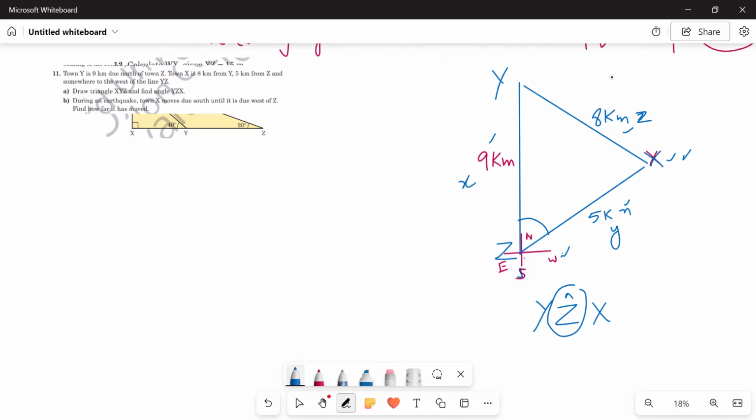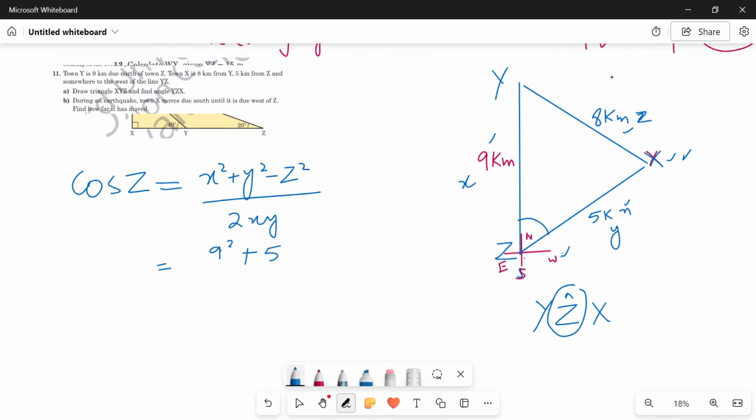So we can use the formula for cos z is equal to, because after this I will take cos inverse, so we can easily find angle z. It is x square plus y square minus z square over 2xy. So x value is 9 square, y value is 5 square, z value is 8 square over 2 times x value 9, y value 5.